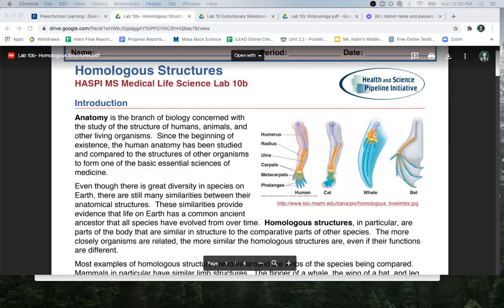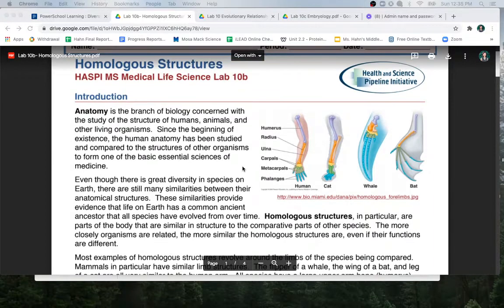Hi, I'm going to explain how to do the homologous structures activity. You're going to be reading a little bit about what anatomy is, and that's the study of structures of humans and animals. And we're going to be focusing on the arm anatomy of different mammals.